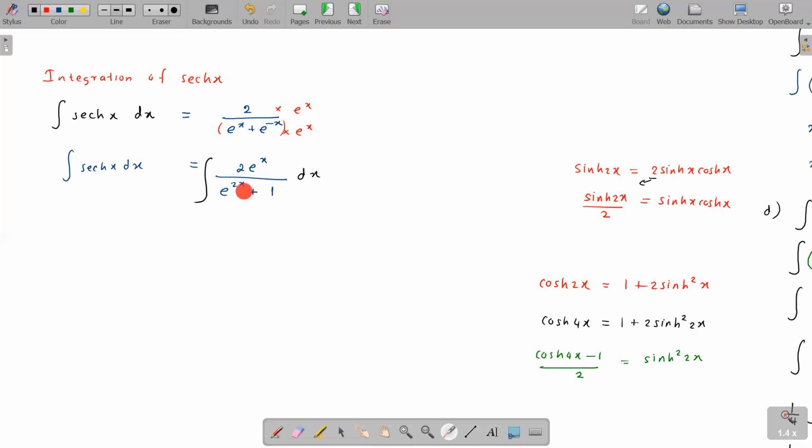The differentiation of e to the 2x is 2 e to the power what? 2x. Do I have e to the power 2x on top? If I had e to the power 2x, because the differentiation of e to the 2x is 2 e to the 2x. But I have 2, I have e to the x, I don't have e to the power 2x. So the f dash x over f x rule will not work. So we need something else. So we are going to use a substitution in this case.